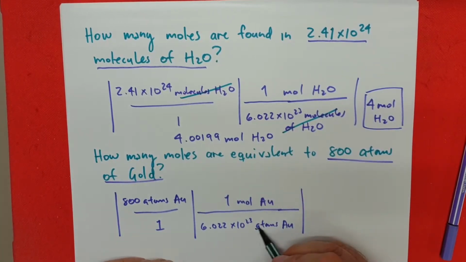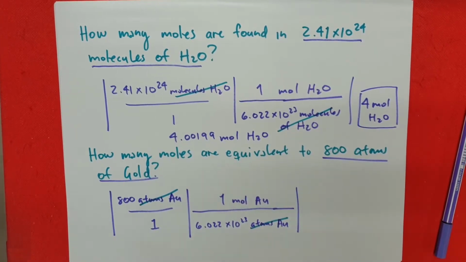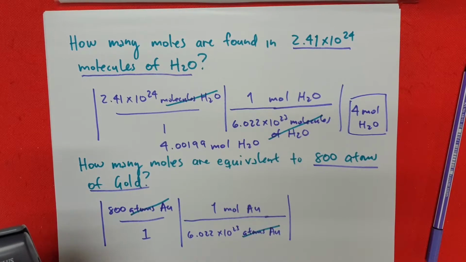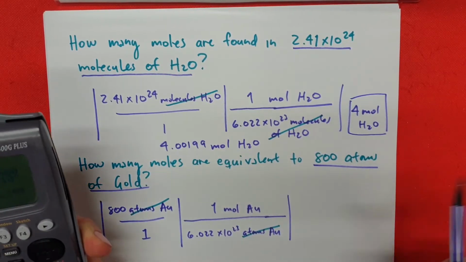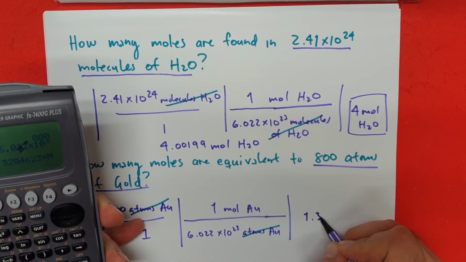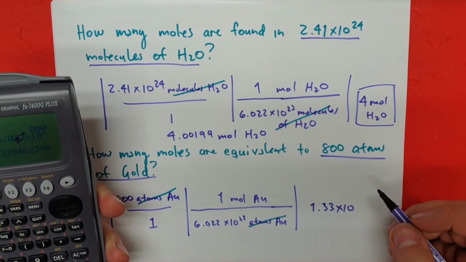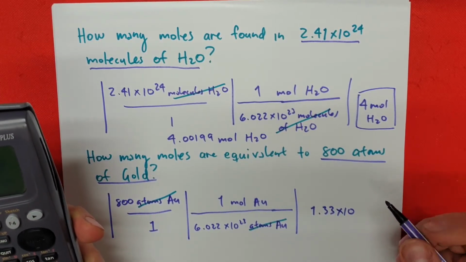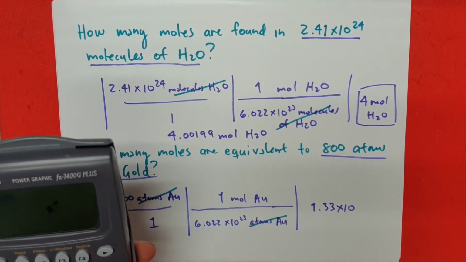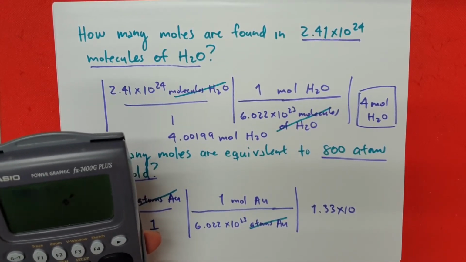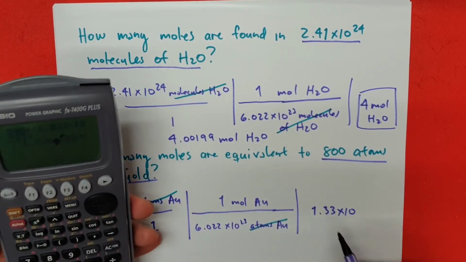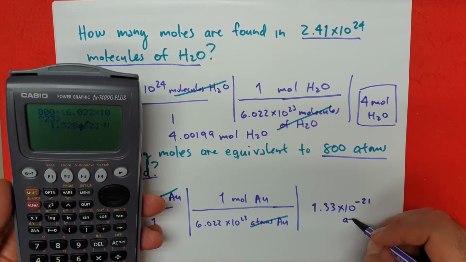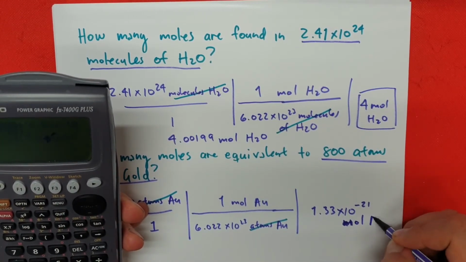So, once again, atoms of gold is going to cancel out, and what we get is, again, a division. 800 divided by Avogadro's number, 6.022 times 10 to the 23rd, and my answer rounded is going to be 1.33 times 10 to the... I think I made a mistake here with my calculator, so let me check what's going on. I'm going to try this again. Yes, so 1.33 times 10 to the negative 21 atoms, not atoms, I'm sorry, moles of gold. And this is my answer.